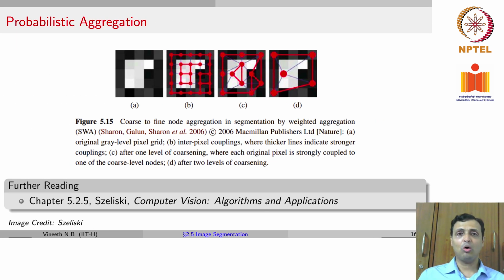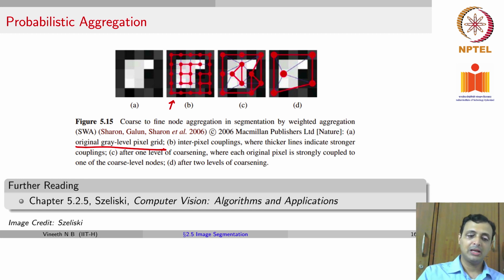Here is an example of how probabilistic aggregation works in practice. This is an image taken from Szeliski's book. You can see here that image A is the original gray level pixel grid. It's a 5 by 5 image. You can see the interpixel couplings in image B. A thick edge means a stronger coupling, a thin edge means a weaker coupling. You can see that the pixels that are white are strongly coupled to each other because of the intensity similarity.